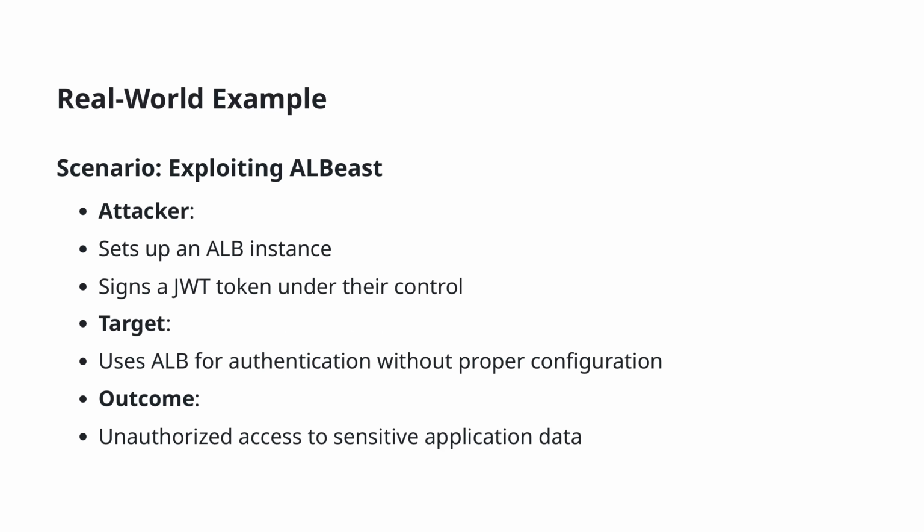As we transition into a real-world example, let's explore a scenario involving the exploitation of what is known as ALBeast. Here, the attacker starts by setting up their own ALB instance. They use this instance to sign a JWT token that's under their control. The organization, which is using ALB for authentication, does so without proper configuration. The outcome? The attacker is able to gain unauthorized access to sensitive application data. This highlights the importance of correct ALB configuration to prevent such vulnerabilities. Now, let's move on to examining the tools and techniques that can help you secure your ALB configurations.